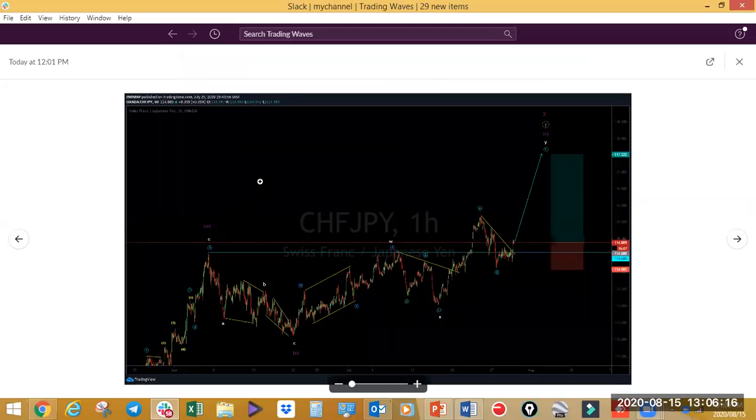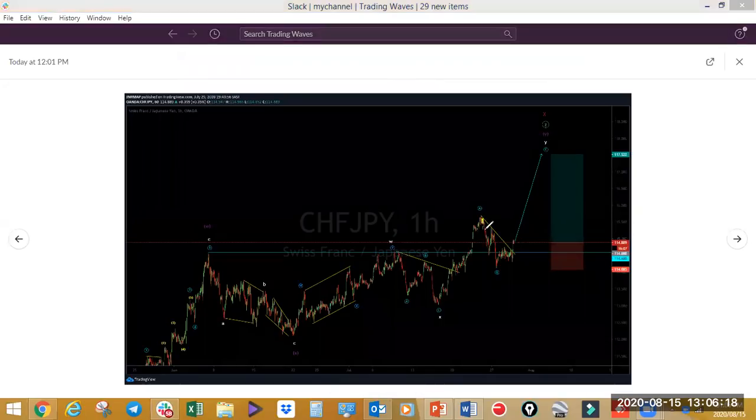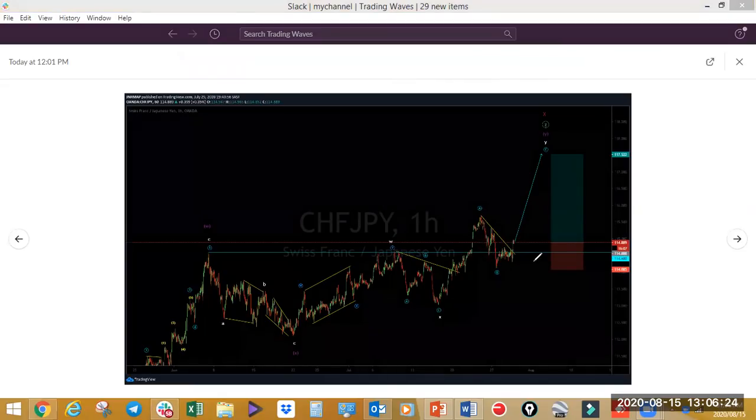CHFJPY, if you remember, on Saturday last week, we were looking for this to break out of this structure, and I was explaining exactly how circumstances can change after you've taken the trade. So we had taken the trade, and after taking the trade, it looked like it was going to make a three-way move down. So we said we don't take off the trade just because it has changed. What we do is we remember why we took the trade in the first place.